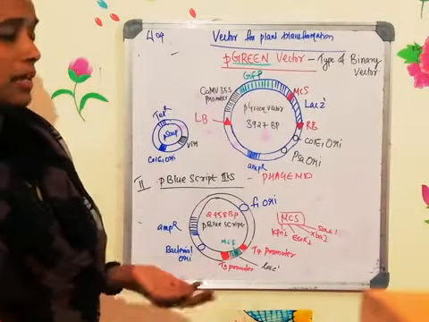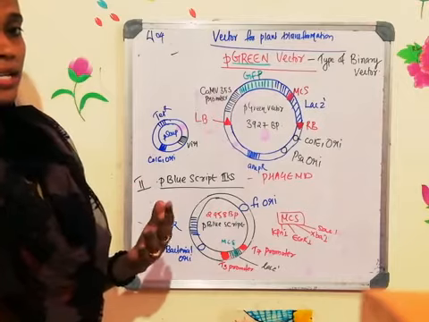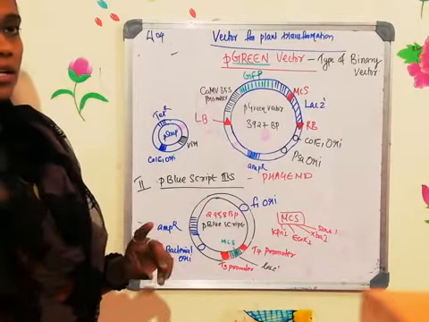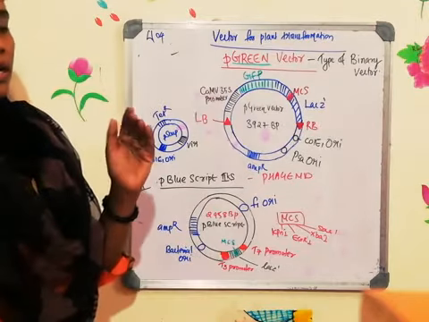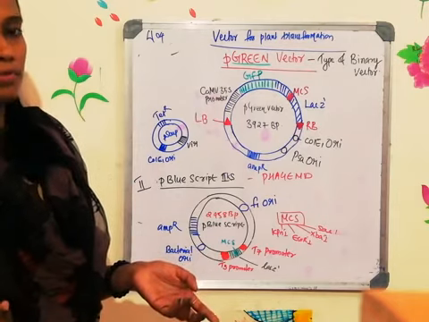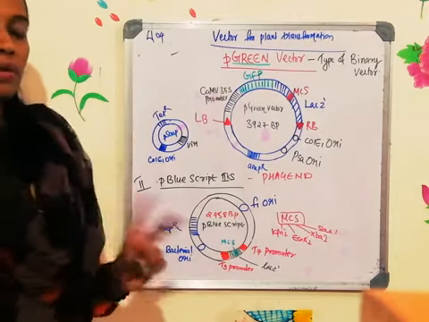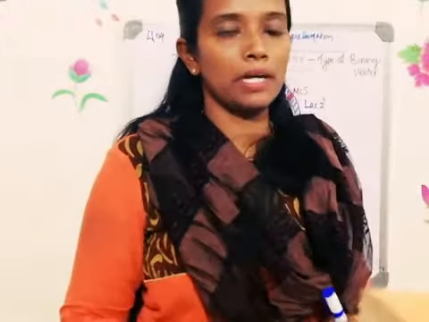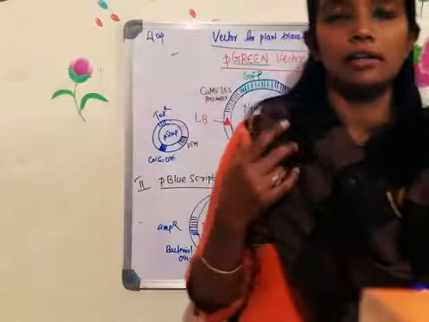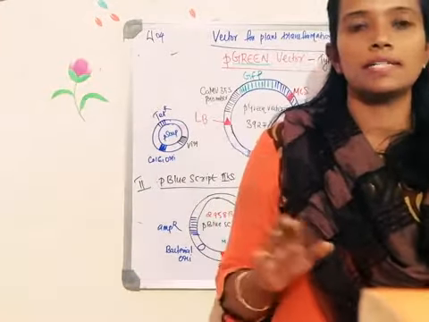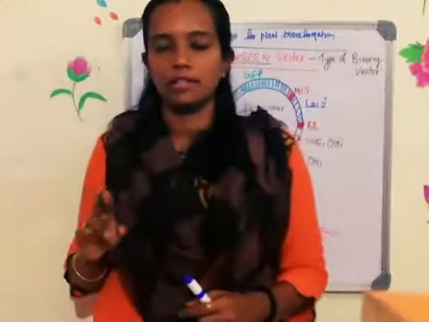Binary vector, all of you remember the sites which are there in the binary vector. Left and right border, and in between them there is a selectable marker gene, the foreign gene, and two origins of replication, one for E. coli and another for Agrobacterium tumefaciens. Since it has two origins of replication, it is called a shuttle vector. Whichever vector has two origins of replication, or has the ability to replicate in two different hosts, those vectors are known as shuttle vectors. That you have to remember.